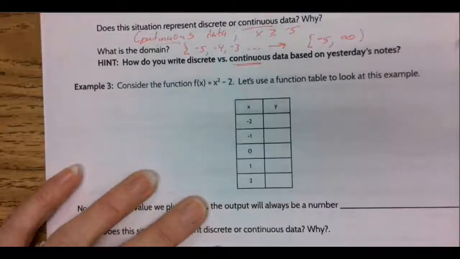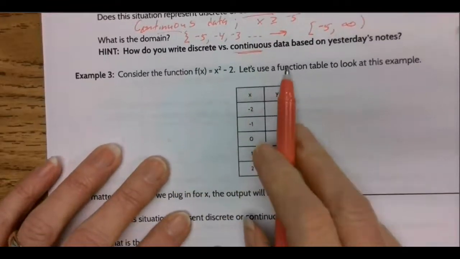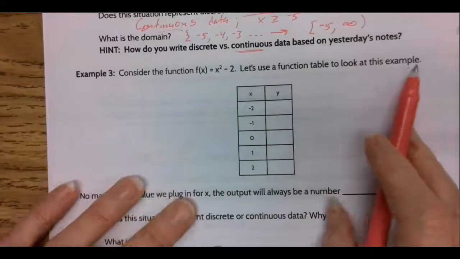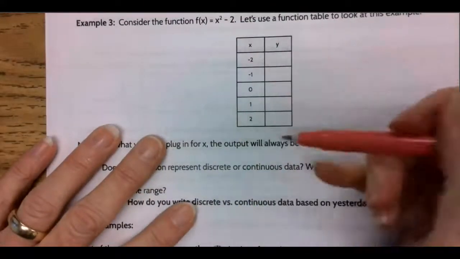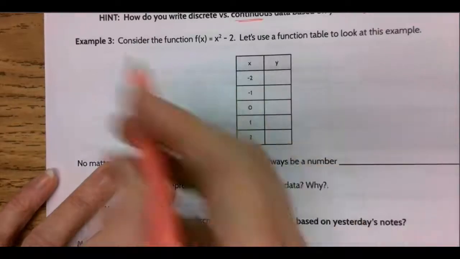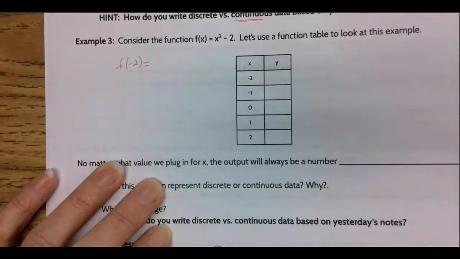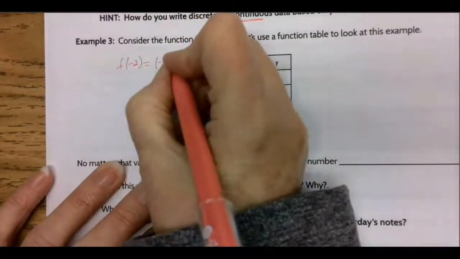Okay? So here's another one. Consider the function f of x is equal to x squared minus 1. Let's use a function table to look at this example. Now, these x values were picked for us. So let's just plug these in. That's all we're doing. So I'm going to plug in negative 2. F of negative 2. What is that equal to? Oh, that's good practice. Okay, I'll do the first one.